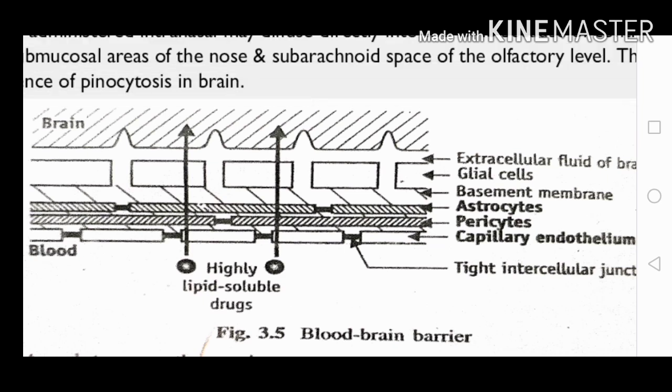However, there are specific sites in the brain where the blood-brain barrier does not exist, namely the trigger area and median eminence of the hypothalamus. Most of the drugs administered intranasally may diffuse directly into the CNS because of continuity between the submucosal area of the nose and the subarachnoid space of the olfactory lobe. There is virtual absence of pinocytosis in the brain. So the trigger areas, where the blood-brain barrier does not exist, there are chances of hydrophilic drugs to penetrate.